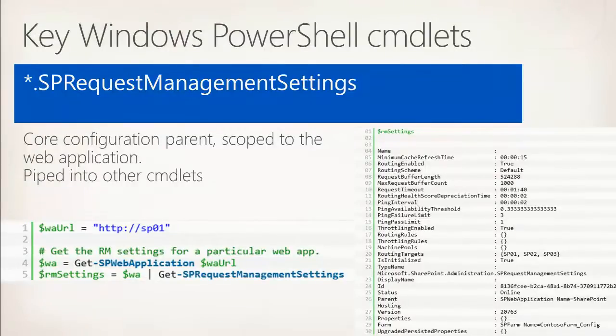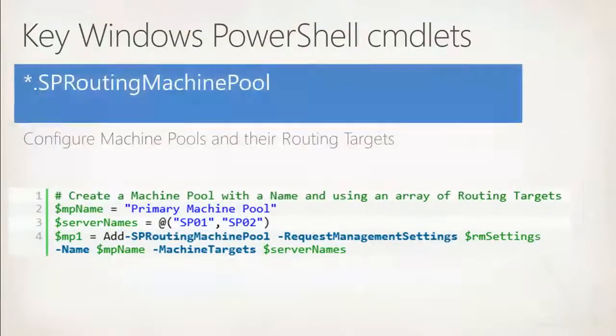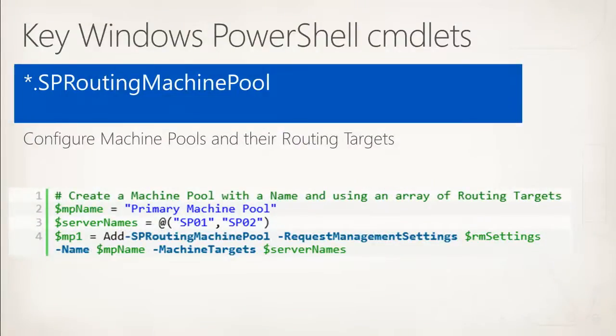So once we have these settings, RM settings in this example, we can go ahead and use the other commandlets. The first thing is machine pools. This allows us to configure the machine pools and their routing targets. In this example, we create a machine pool called the primary machine pool, and we add in two servers, SPO1 and SPO2, and then we add that machine pool to the settings.